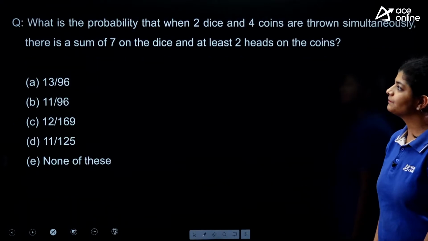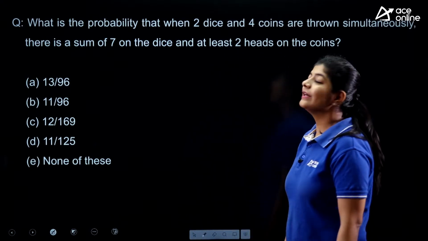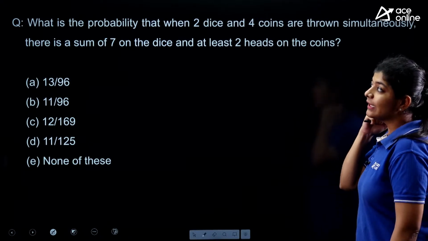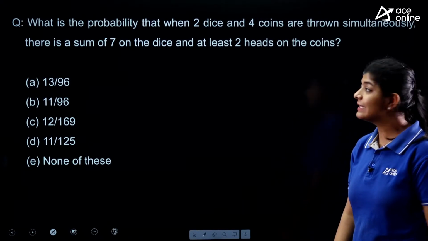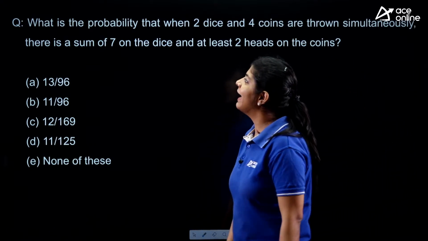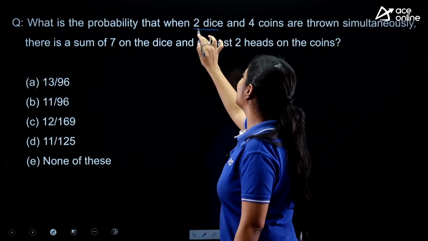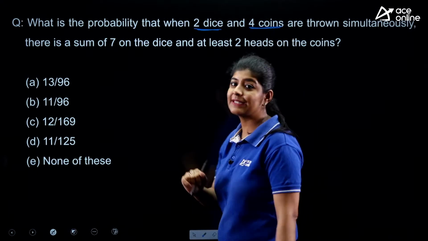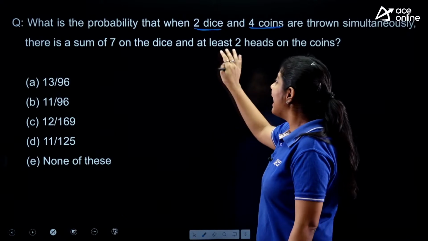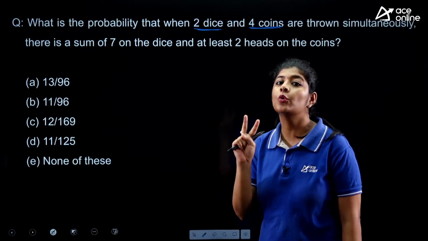Right? Next. The next question says: what is the probability that when 2 dice and 4 coins are thrown simultaneously, there is a sum of 7 on the dice and at least 2 heads on the coins? What we are having is a question of probability, and this time we are throwing 2 dice and 4 coins at the same time. We want a condition where the sum on the dice is equal to 7, and with the coins we need at least 2 heads.